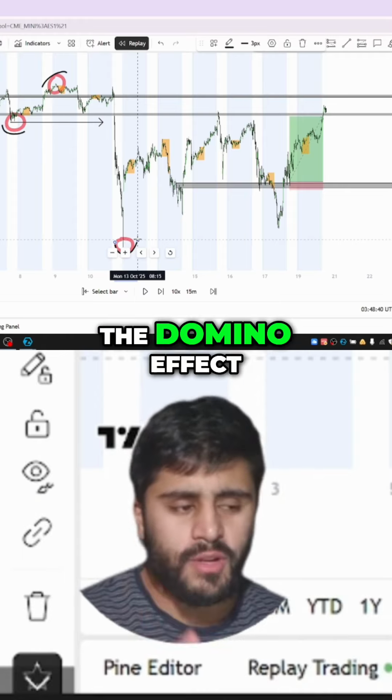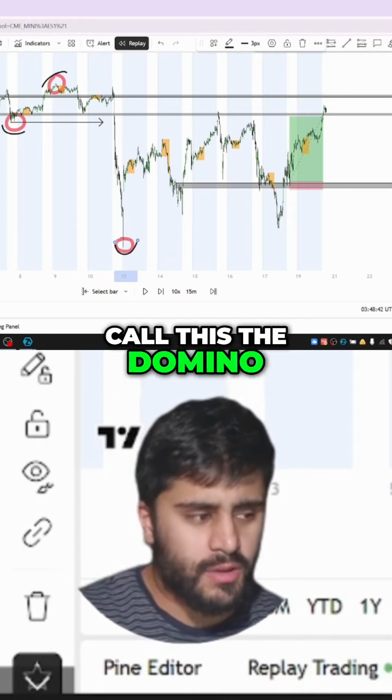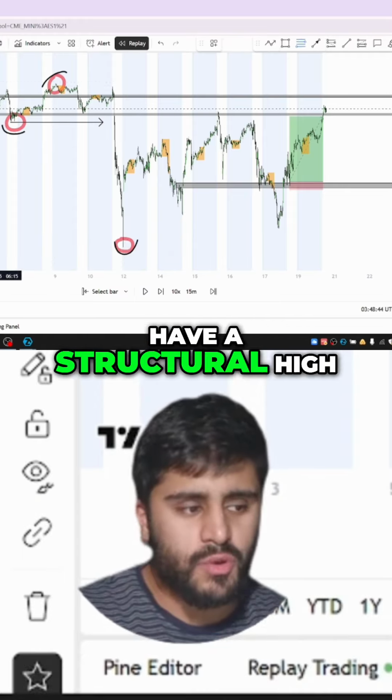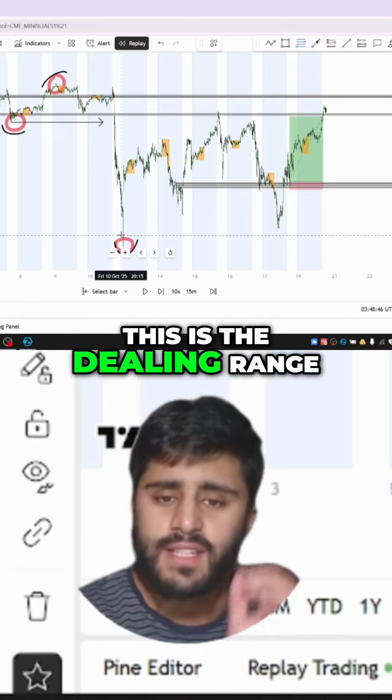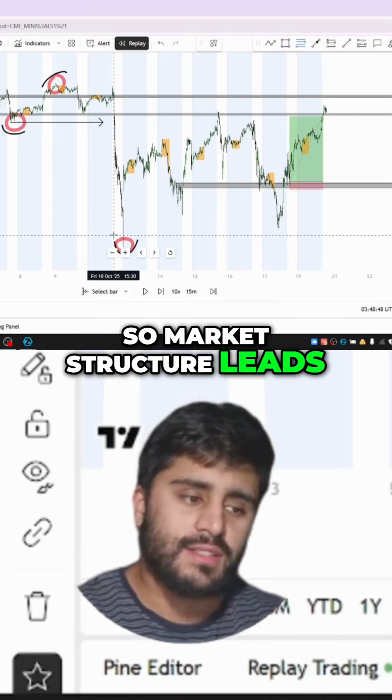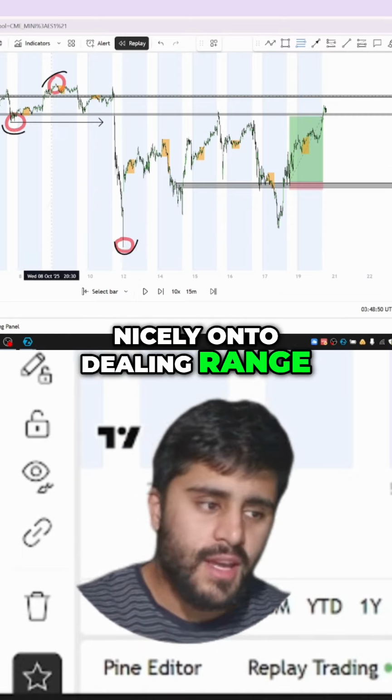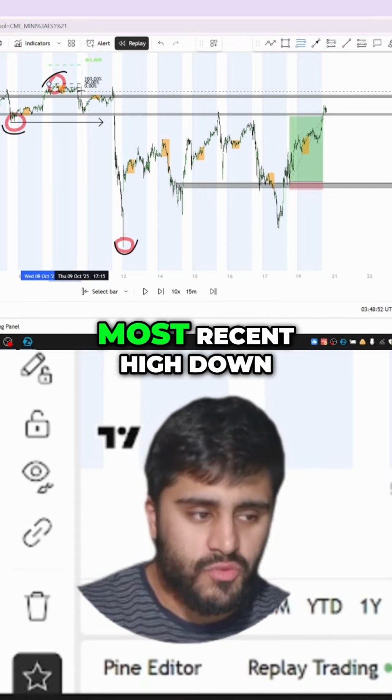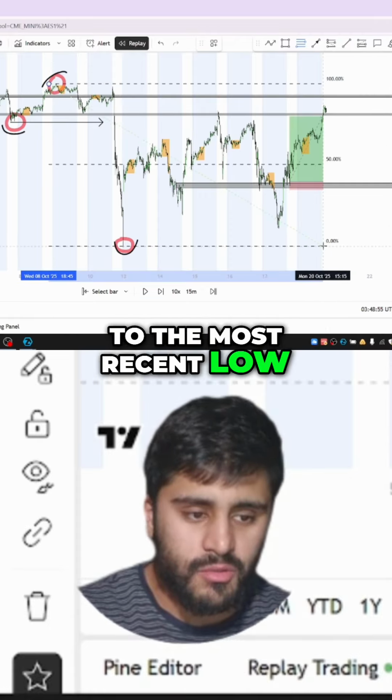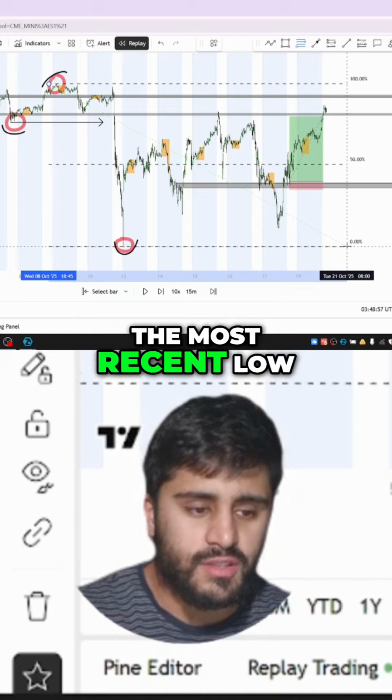So I call this the domino effect. The reason I call this the domino effect is because we have a structural high and low down here. This is the dealing range. So market structure leads nicely onto dealing range. And the dealing range is simply the most recent high down to the most recent low, right? Recent high down to the most recent low.